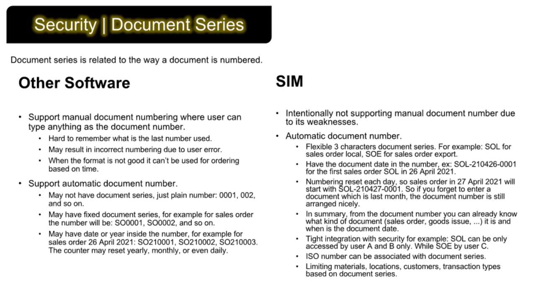Now how about your existing system, Mike? My existing software offers both automatic and manual document numbering. But my company sticks to the automatic one for ease of use and consistency. Unfortunately, the document series are static and cannot be changed. So all of my sales order document numbers always start with SO. I cannot differentiate between local or export sales documents.